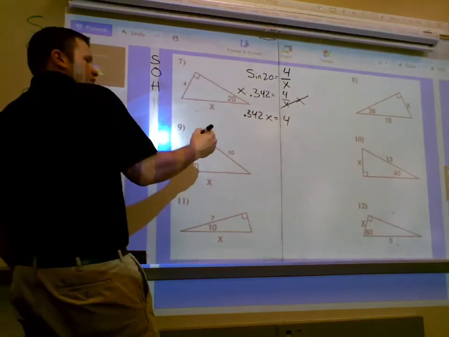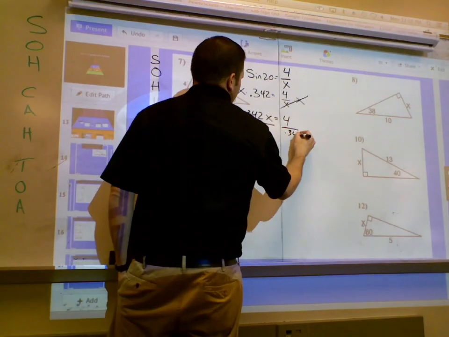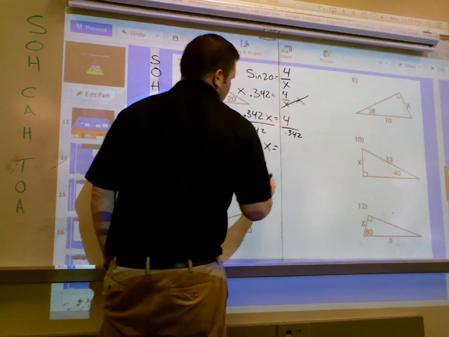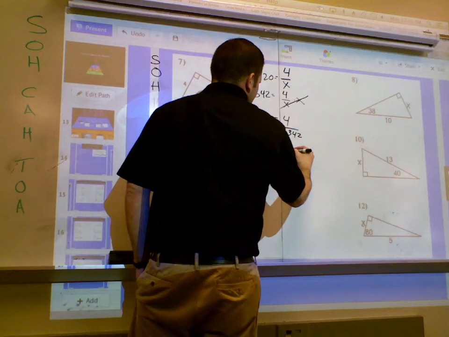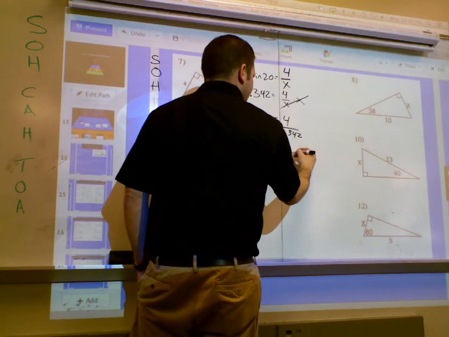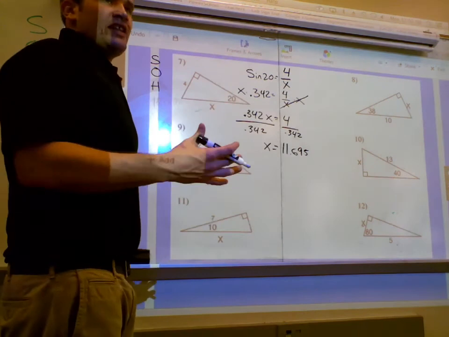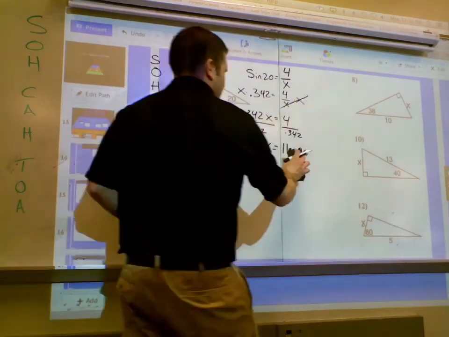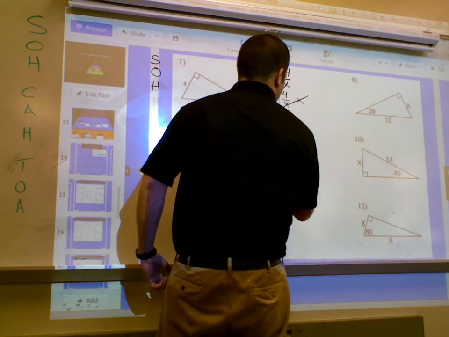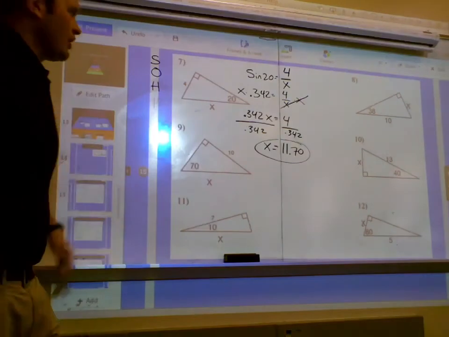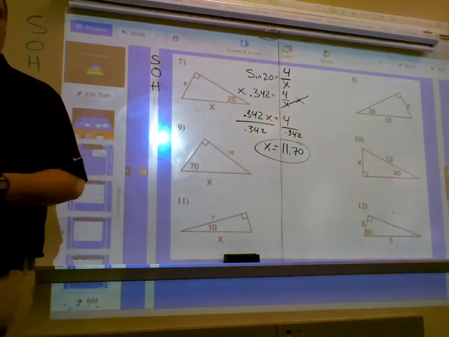Divide by 0.342. So x equals 11.695. Okay. So 695 keeps going, right? You can write it like that, or I could keep 3 and then round to 2. So keep 3 for my calculations, round to 2 at the end. That's what I like to do.